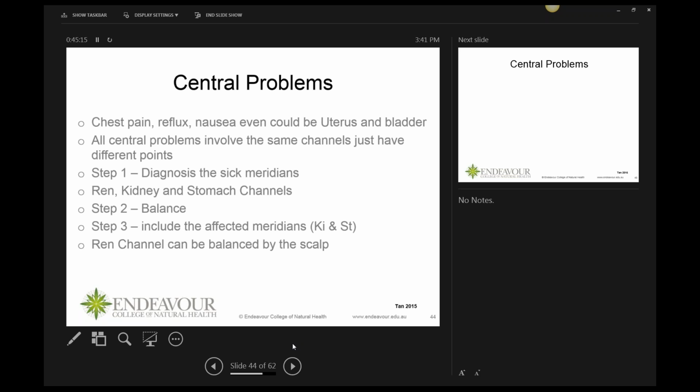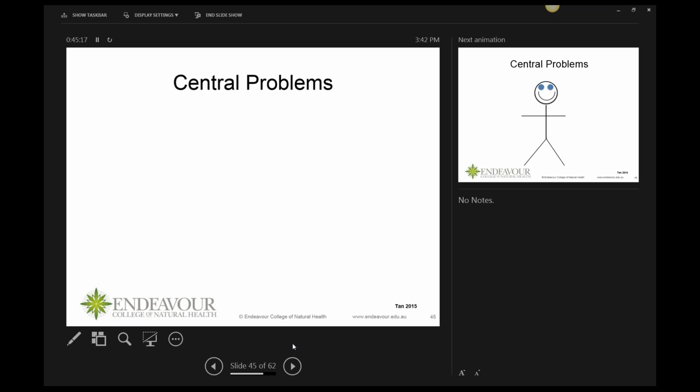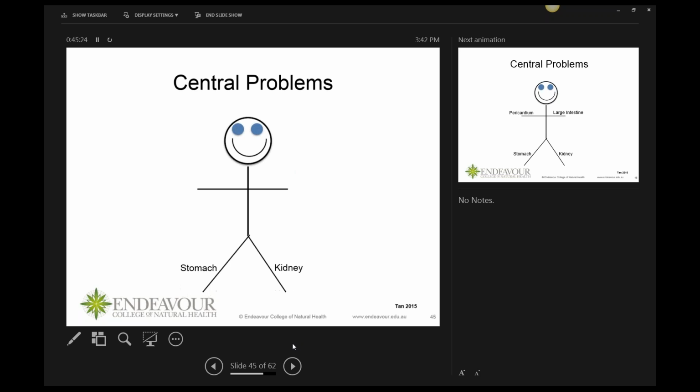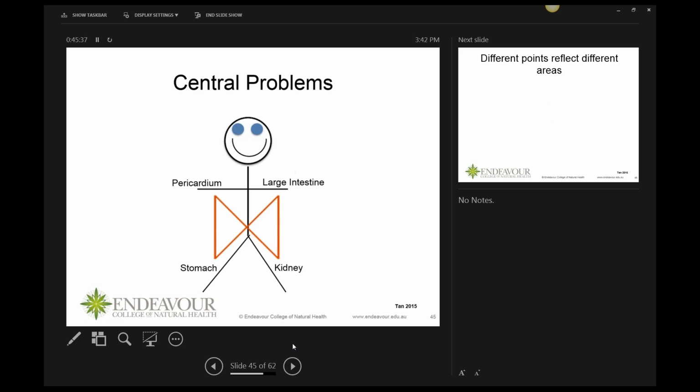At whatever level is the problem. So if we look at that from a diagram point of view, we've got our happy little dude again. We end up with our stomach and our kidney. And then what channels balance these ones? Again, I'll save you the work. But the pericardium and the large intestine. And we end up with our little bow tie type of structure on this one, where the kidney balances the pericardium and the large intestine, the stomach balancing the large intestine and the pericardium.